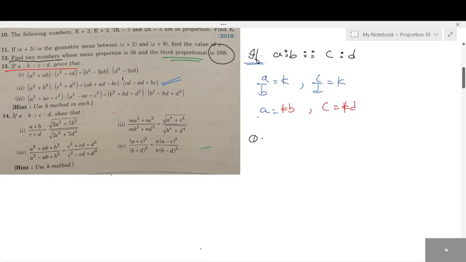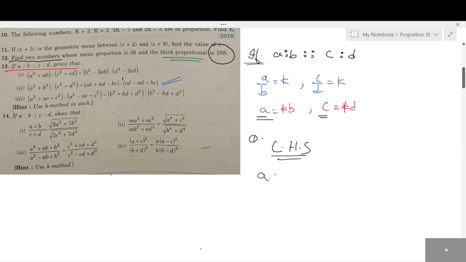See, where do we have these values A and C? Where are the alphabets A and C in the first question? Left hand side as well as right hand side. So you have to take both left hand side and right hand side and solve separately. Take the right hand side or both together. You all can do it. So A is equal to KB.